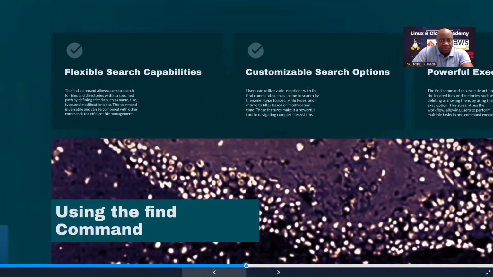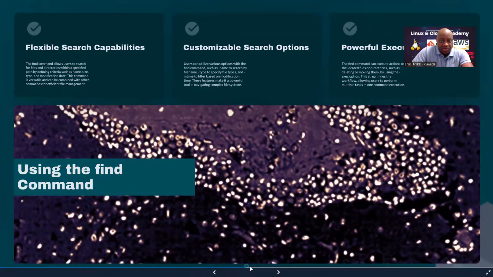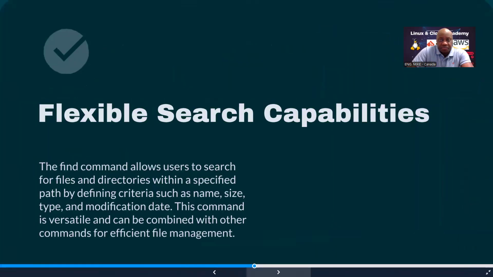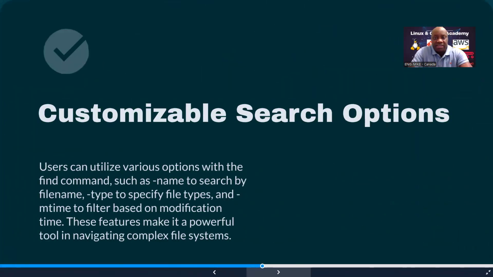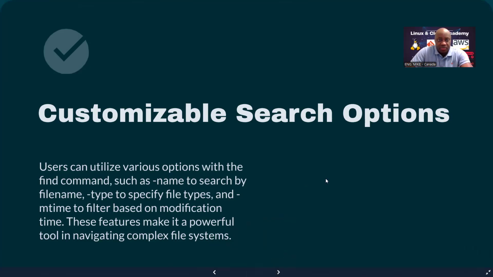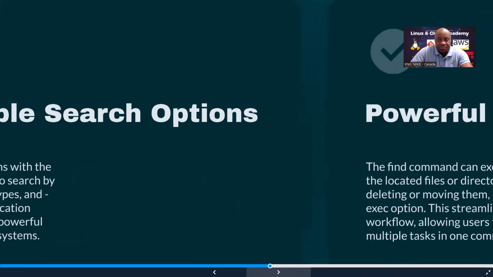But let me see what happened there. Okay. Using the find command. So we're talking about the find command now. We've seen this already. So, customizable search options. Users can utilize various options with the find command, such as -name to search by file name, -type to specify the file type, and -mtime to filter based on modification time. So these features make it a powerful tool in navigating complex file systems, the find command and the various options.